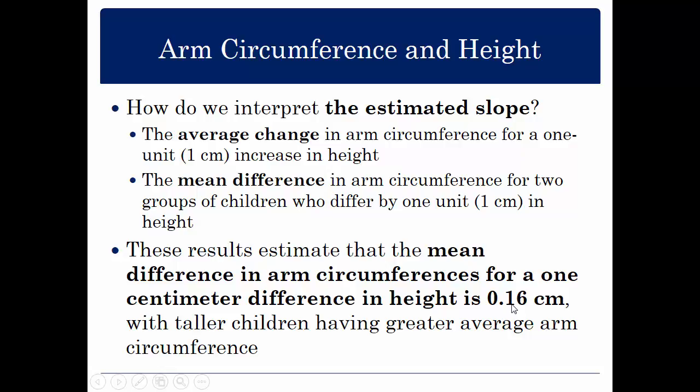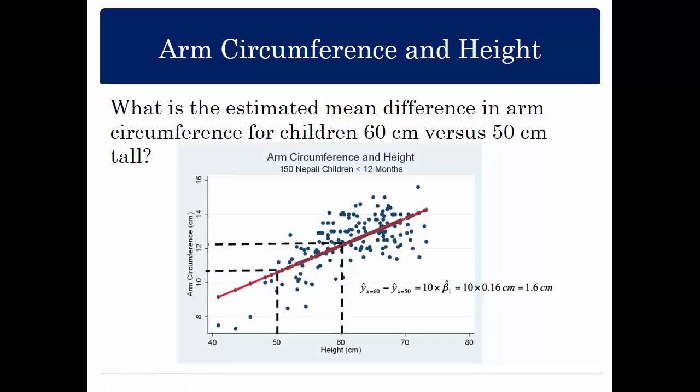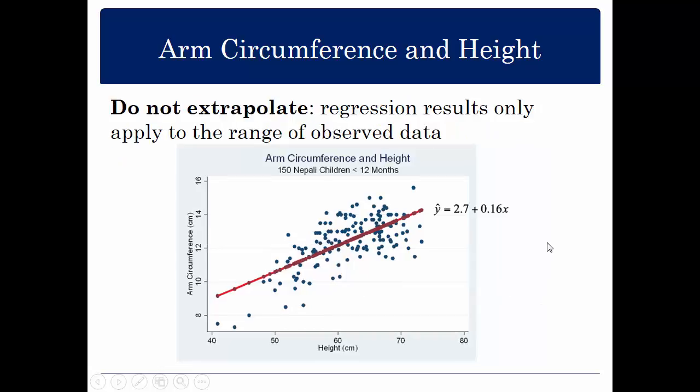And for 2 children who are 10 centimeters different in height, for instance, children who are 60 centimeters tall versus those that are 50 centimeters tall, we can also estimate the average difference in their arm circumference by plugging in values to this regression equation, which would correspond to x locations of 50 and 60, and it would give us back out this distance on the y-axis. In that case, it would be a 1.6 centimeter difference in arm circumference for children who are 10 centimeters different in terms of their height.